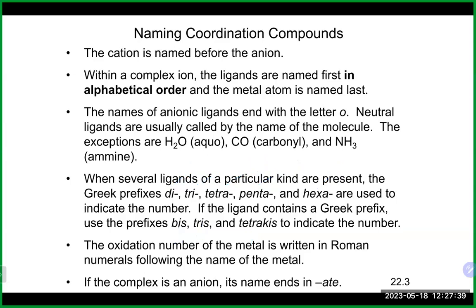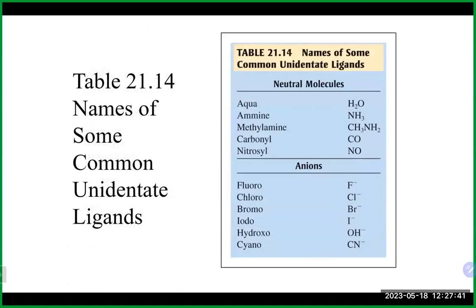So let's take a look at some of these things here. Here's a table, and again, you have similar ones in your book, of some of these neutral molecules and the names that go with them. Again, aqua or aquo for water, amine, methylamine, carbonyl, and then our halogens are named very much like in organic chemistry. So fluoro, chloro, bromo, or iodo. Hydroxo for hydroxide, cyano for cyanide are some of those names.